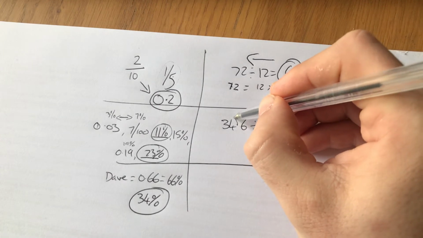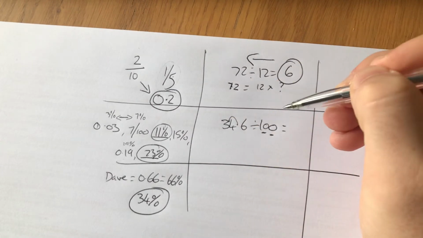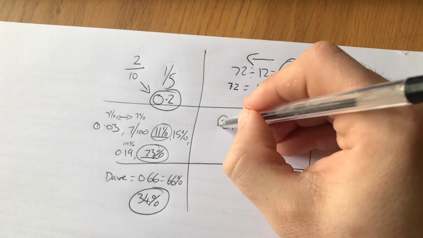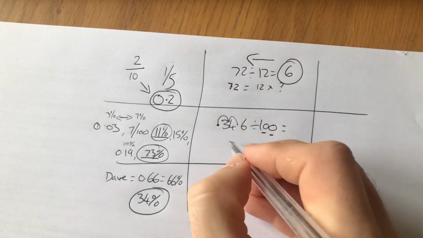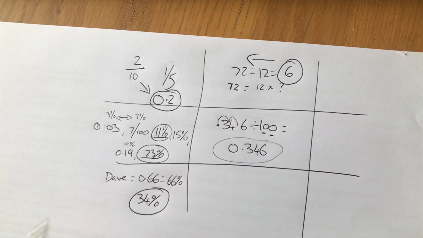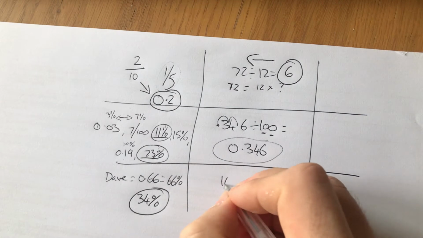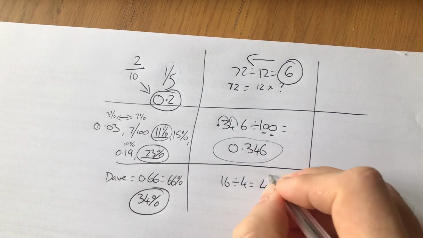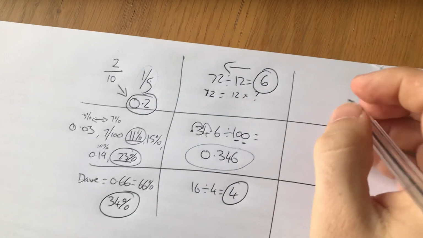So divided by 10 would go to there and make 3.46. Divided by 100, because there are 2 decimals, would go there. So the answer, 0.346. And then 16 divided by 4, you should all spot that one. 4 times 4 is 16. Last one, properties of numbers.